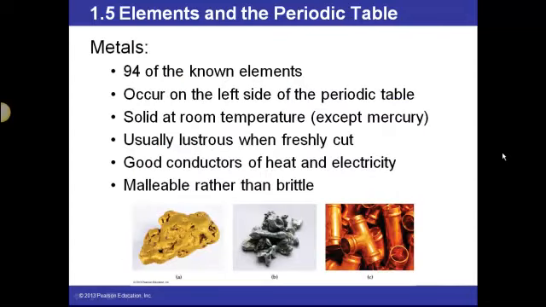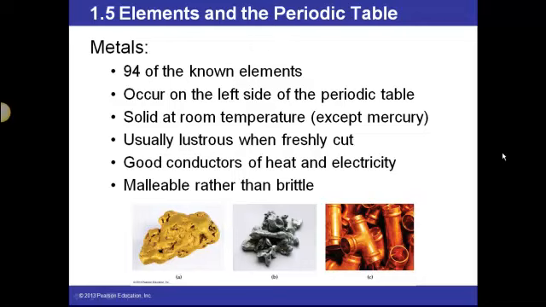So the metals then are our biggest class of elements. 94 of the known elements are metals, and they always are going to be placed on the left side of the periodic table. Typically, they're going to be solids at room temperature. There's only one exception. Mercury is a liquid at room temperature. It's the only metal that is liquid at room temperature.